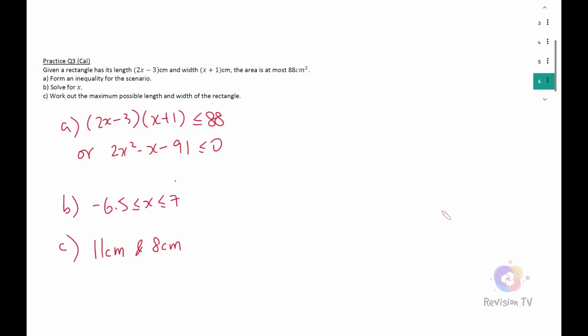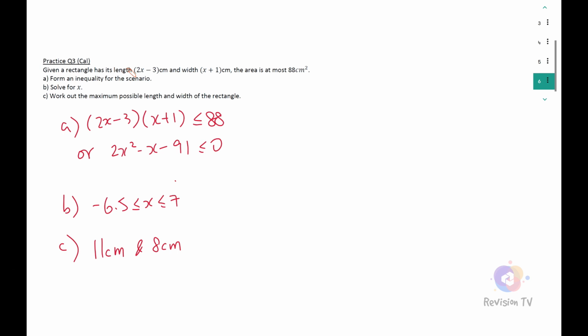Here are the answers. We are told the area is at most 88 centimeters squared. At most means less than or equal to. That means it can't get bigger than 88, but it could equal 88, so therefore less than or equal to 88. When you multiply them, you can either just leave it as a bracket less than or equal to 88, or you can expand the bracket and bring 88 to the left hand side, minus 91 less than or equal to 0. Both are perfectly fine. Question B, to solve the inequality.